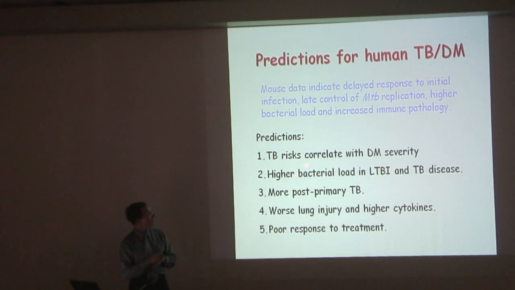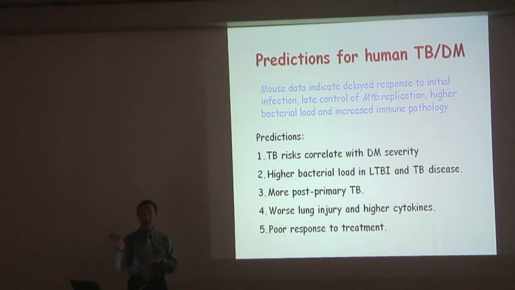So the predictions are that, first of all, TB risk will correlate with the severity of diabetes. We have to make mice diabetic for 3 months, or at least 2 months, to see the susceptibility. Second is that we might see higher bacterial load, both in the diabetic people who have latent disease or in those who have active TB disease. Third, we might expect to see more post-primary TB in diabetics. That is, people who become infected with TB and never develop latent infection. They go straight to disease.